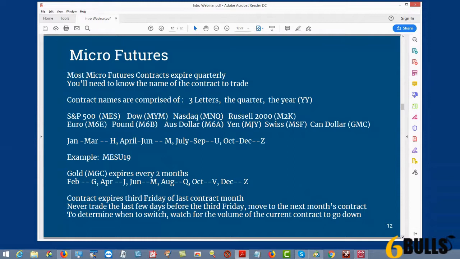And the other way you can tell is that the volume of those contracts will start to go down pretty quickly. The current contract's volume will go down. The futures contract volume will go up. So you'll kind of know, look, the volume isn't there anymore. I better move to the new contract.